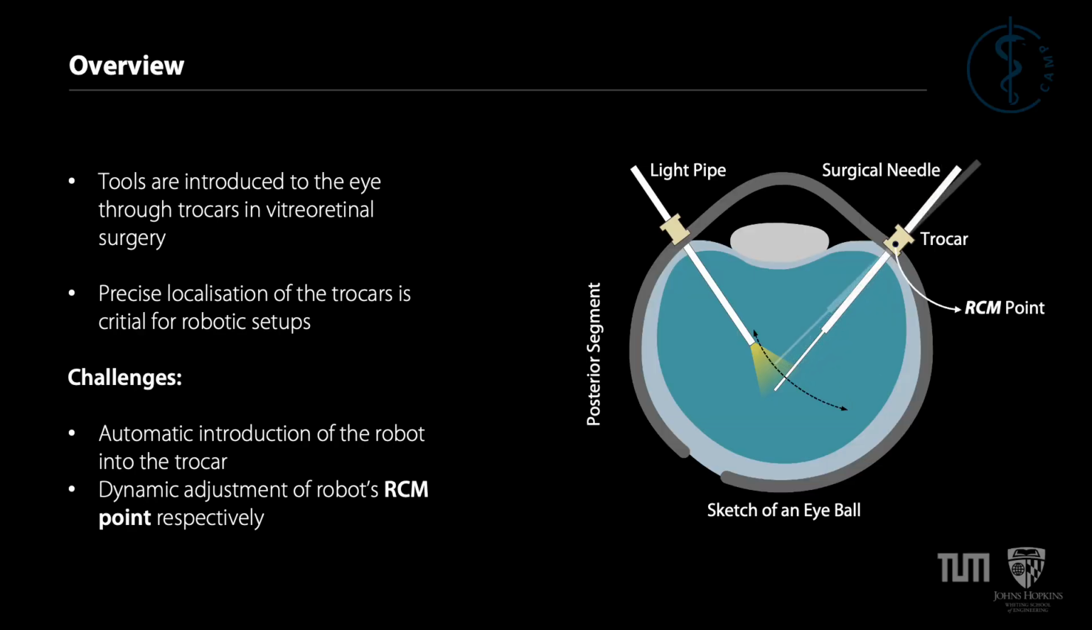In a conventional vitreoretinal surgery, the surgical tools are inserted into the posterior segment of the eye through the channels placed on the sclera, namely trocars. The trocars limit the movement of the tools, restricting it to their remote center of motion point. The challenges for a robotic platform would be an automatic introduction of the tool into the eye through the trocars and dynamic adjustment of the robot's RCM point due to the changes in the trocar position.